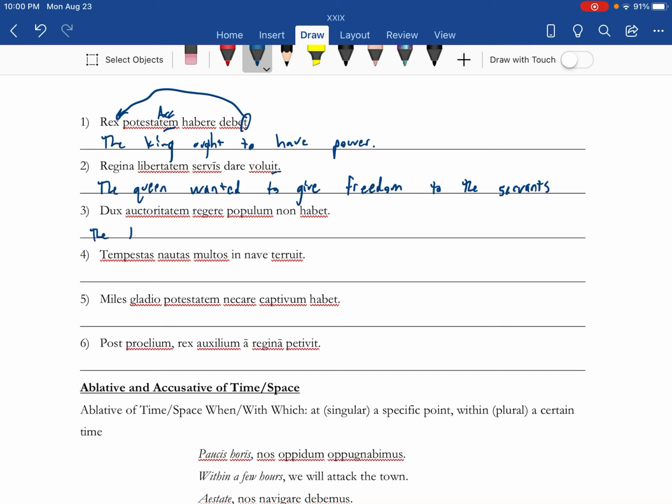Three dukes. The leader does not have authority, auctoritatem. To rule the people, regere populum.